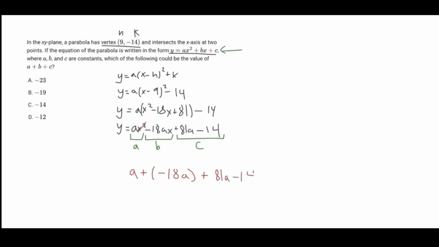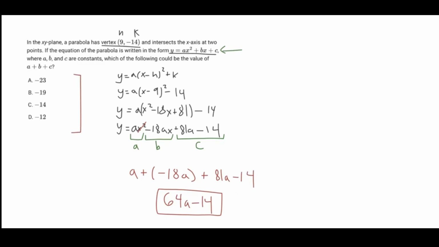So there we go. We get this long equation. If we simplify this down, what we get is 64a minus 14. All right, so this right here, 64a minus 14, represents the sum of a plus b plus c. So now how do we determine what could be a possible value? Like, how do we actually get our answer choices?